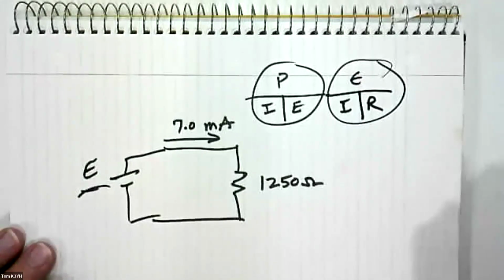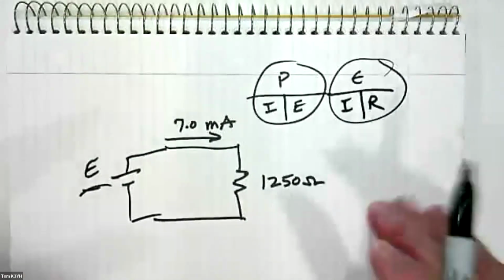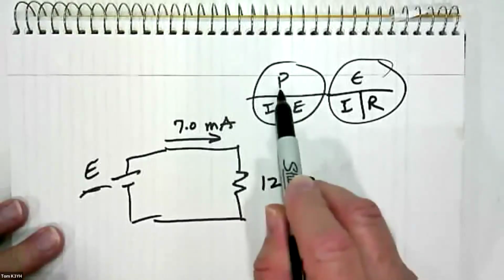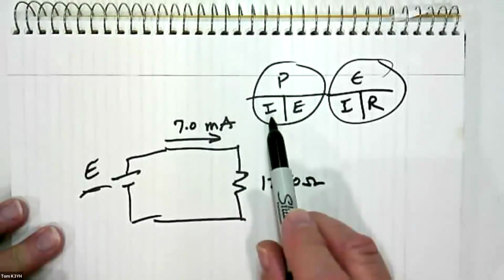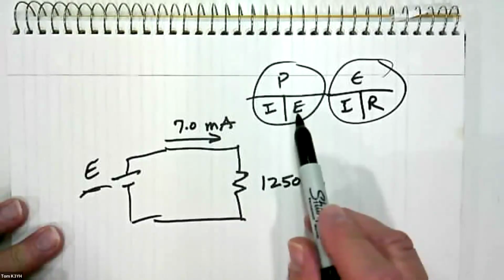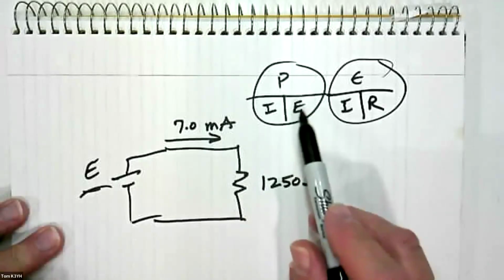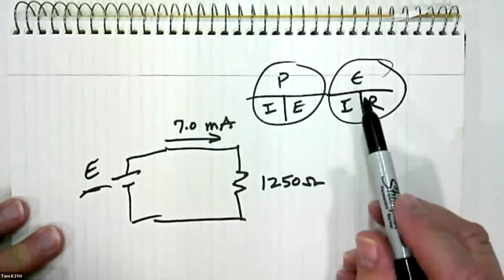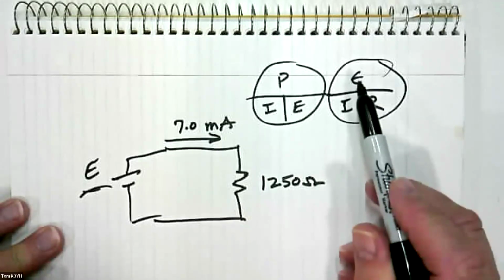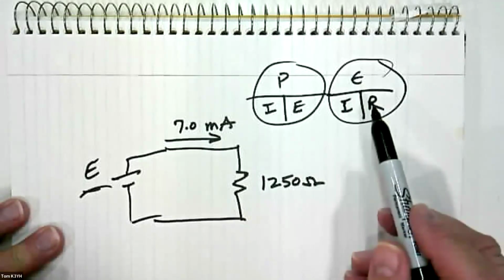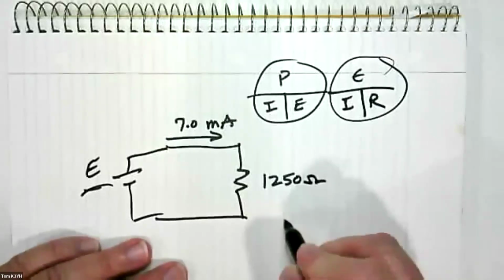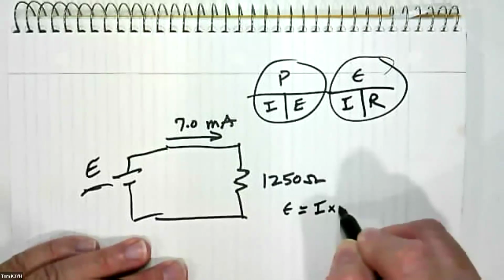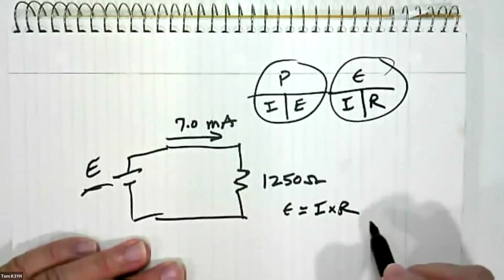Okay. So the way I would solve this, the simplest way to do it is go step by step and say, okay, in order to calculate power, I need to multiply the current times the voltage. I need I times E. I don't know E, so I'll go over to this circle and calculate E. So in this case, E equals I times R. So first step is E equals I times R.